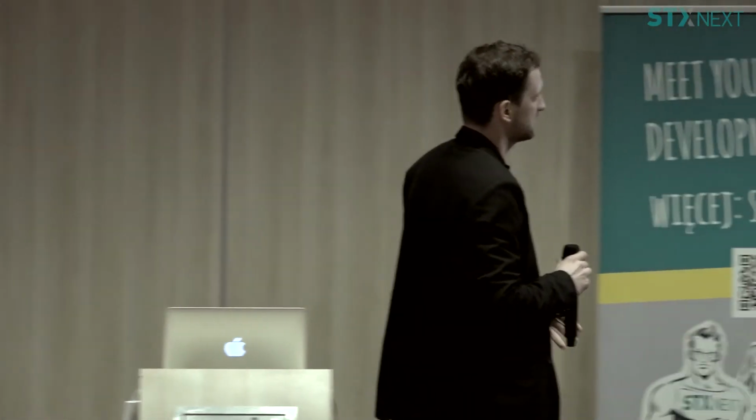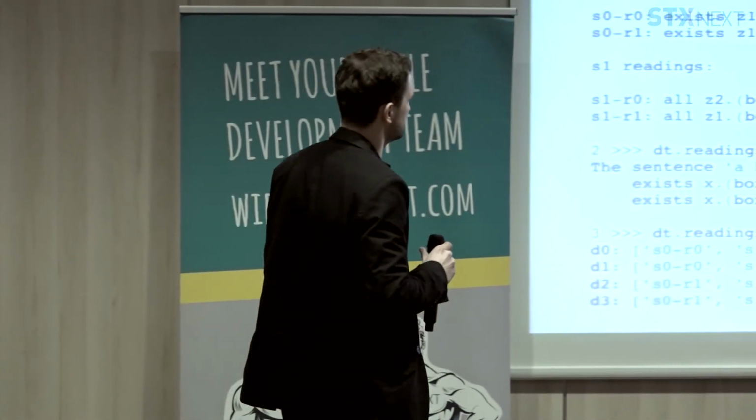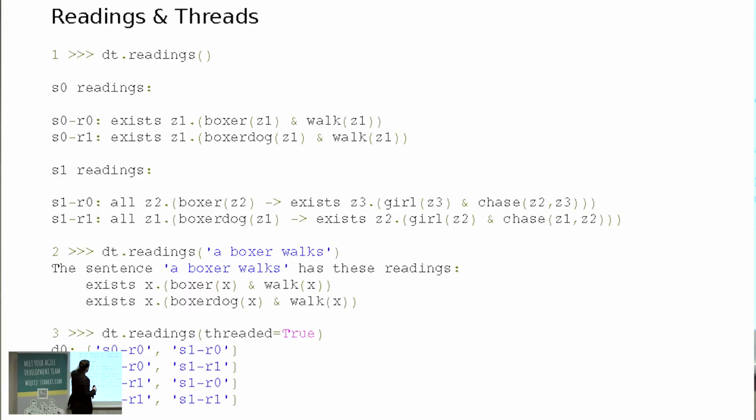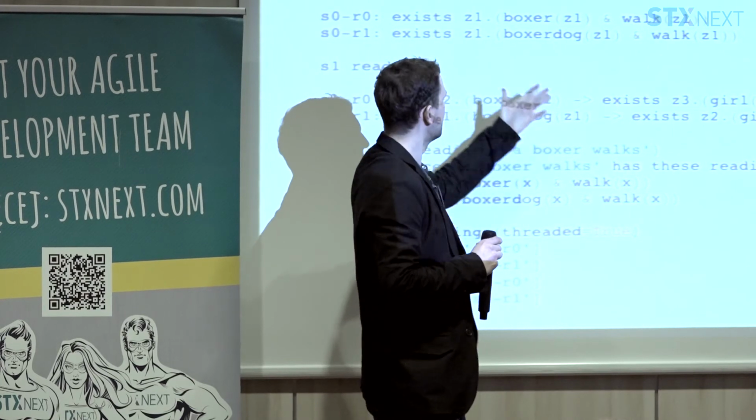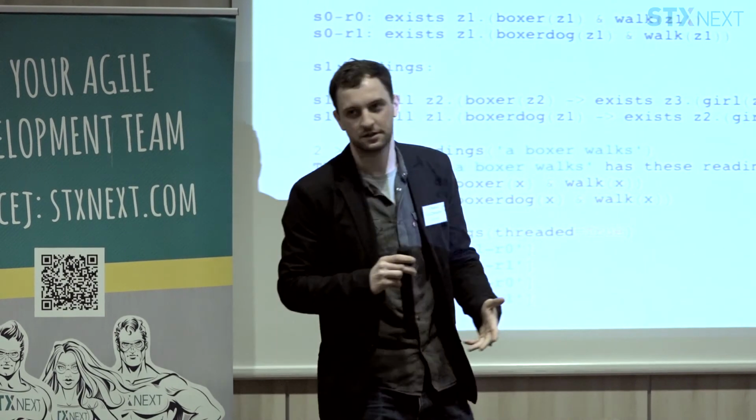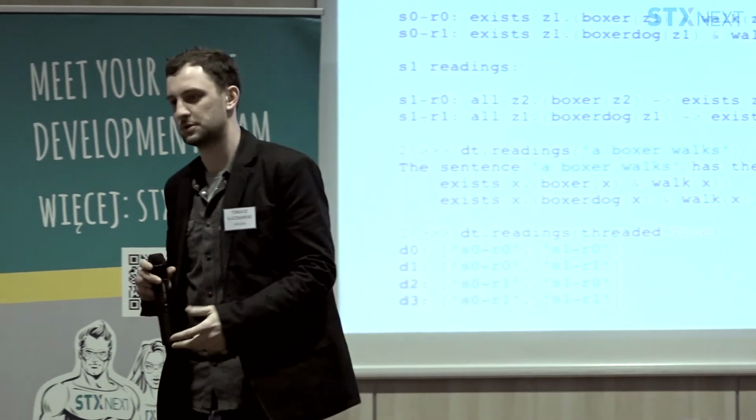Once we have instantiated our discourse analysis tool with these two sentences, we can see all the possible readings for these two sentences, right? So as you can expect, the first reading for the first sentence is that boxer, which here stands for a person punching people for money, walks. And the second one is a boxer dog walks, right? So these are the two possibilities.